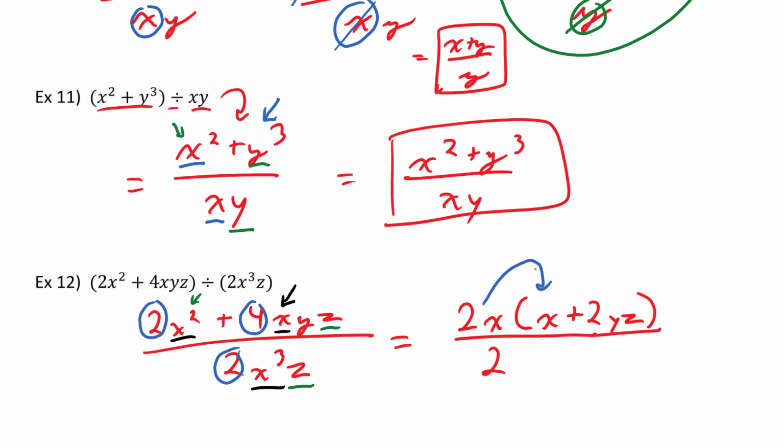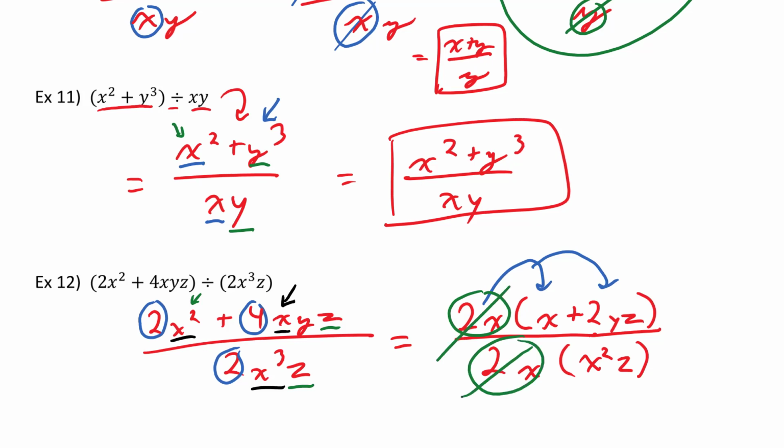Notice, if I was to distribute this here and here, I would end up getting what I started with. Let's pull that x out of the bottom, and that leaves me with x squared z. You can see I have the same term on the top and the bottom. They cancel each other out, leaving me with x plus 2yz divided by x squared z. Final answer. When simplifying fractions, make sure you have exactly the same variables in every single term on the top and the bottom. If that does not exist in every single term, you cannot cancel it out.